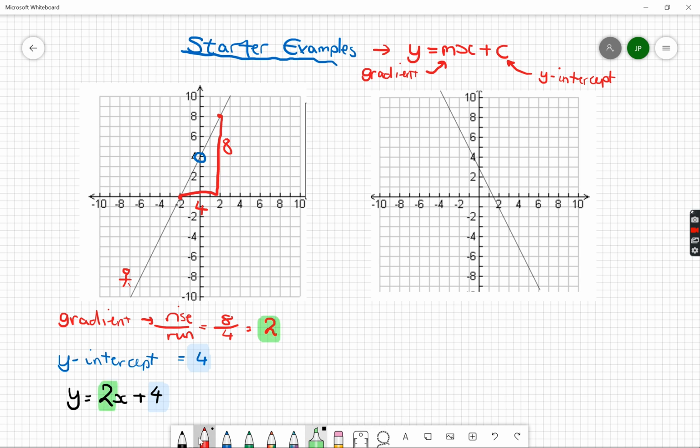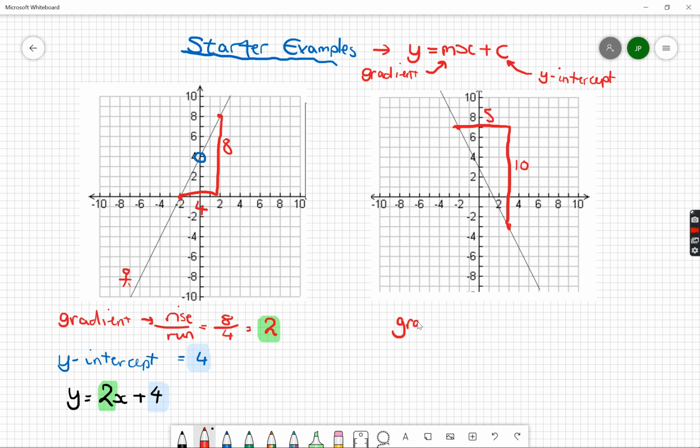Okay, exactly the same idea with this one. Again, I need my gradient and intercept. So pick 2 points where we cross nicely. So this time we're going to go there and there. Remember, it doesn't matter where as long as they cross exactly. And I make my triangle, and I count my jumps. So I've got 1, 2, 3, 4, 5 jumps across, and 1, 2, 3, 4, 5, 6, 7, 8, 9, 10 jumps down.